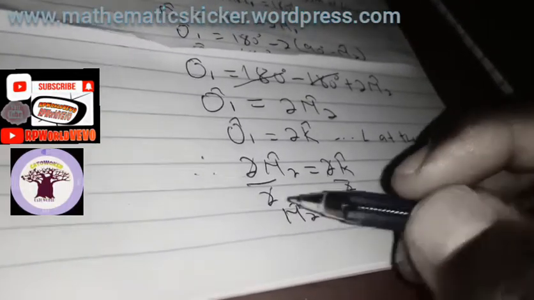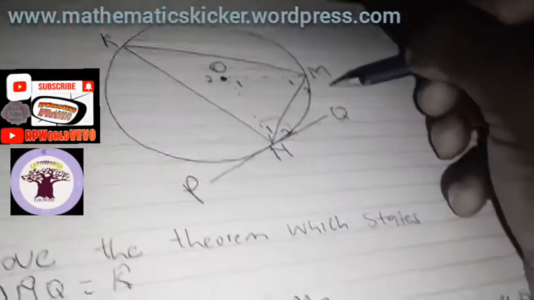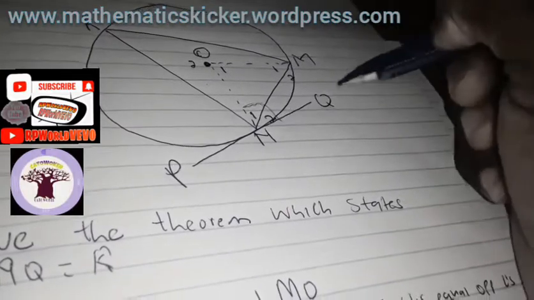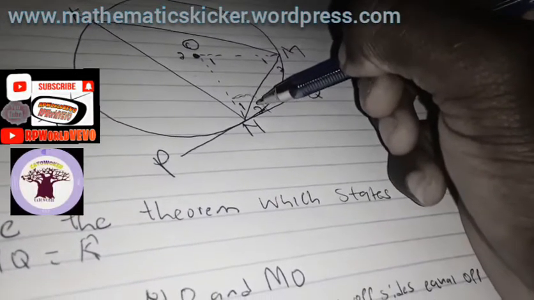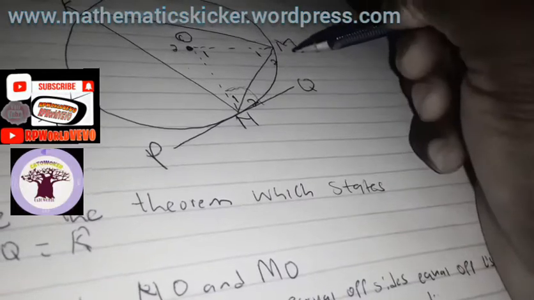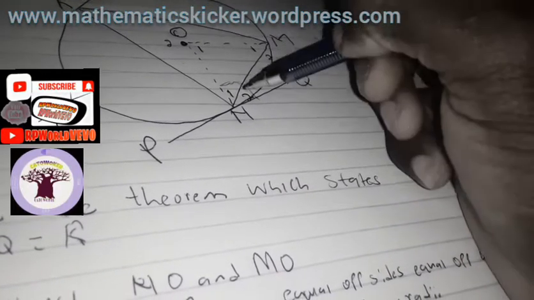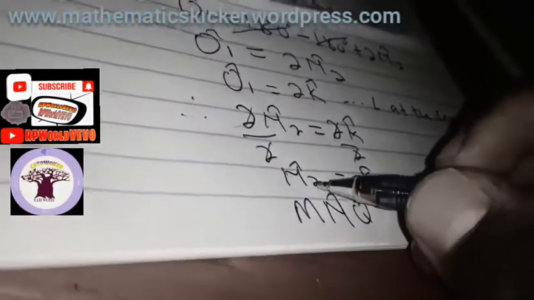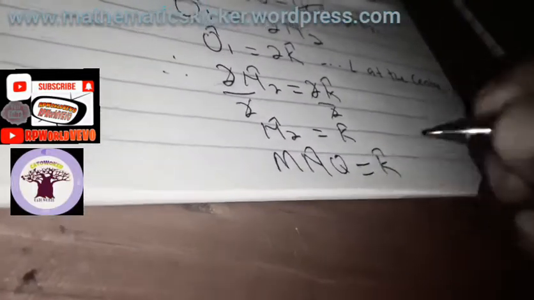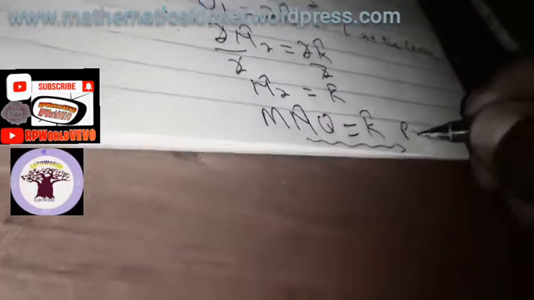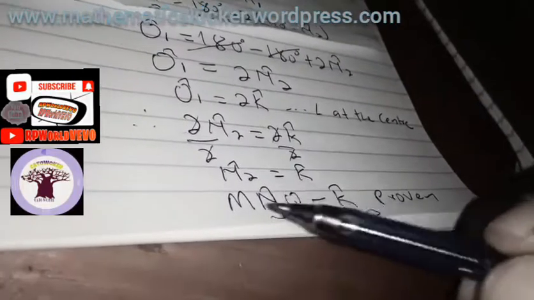Then we realize that angle MNQ is the same as angle N2. Angle N2 is the same as angle MNQ. Then angle MNQ, which is the same as angle N2, is equal to angle K. Therefore, the theorem is proven. Angle MNQ is equal to angle K.